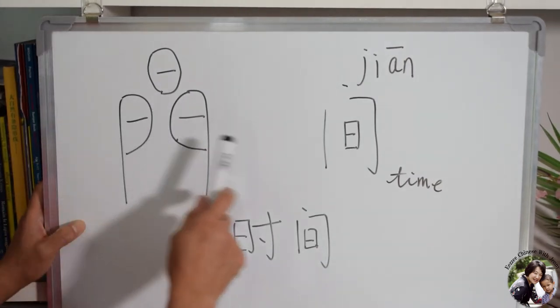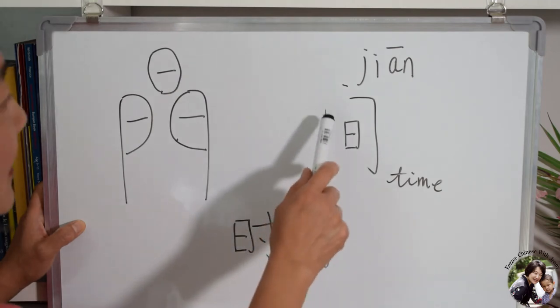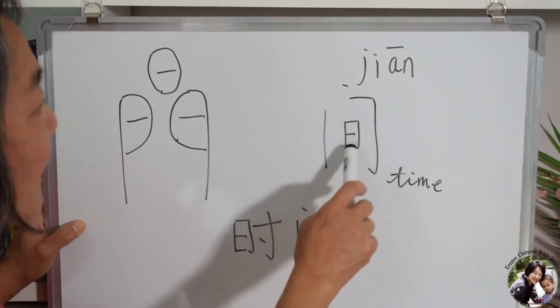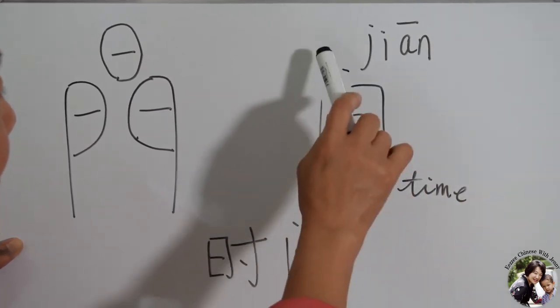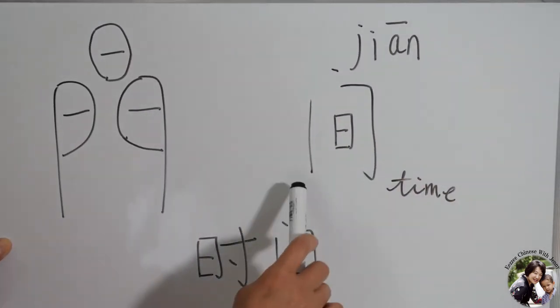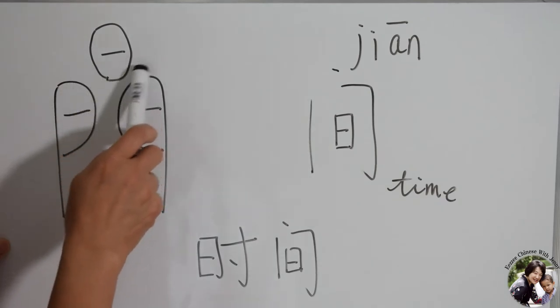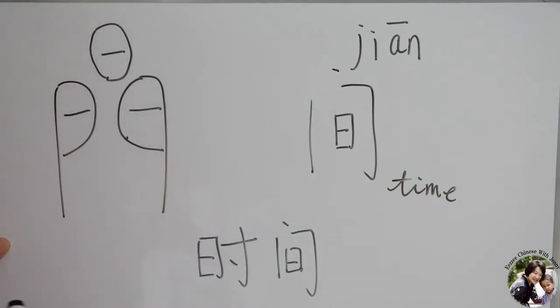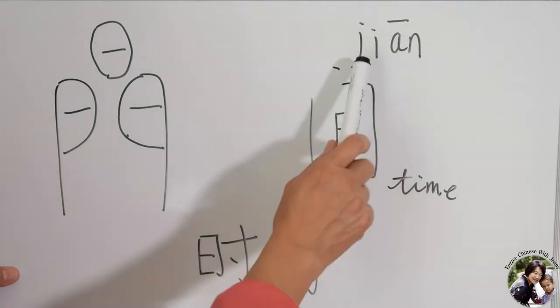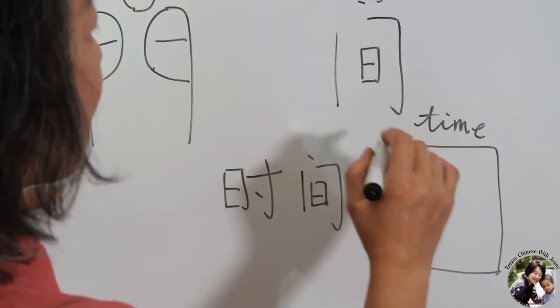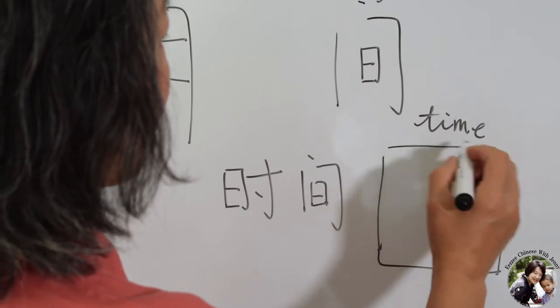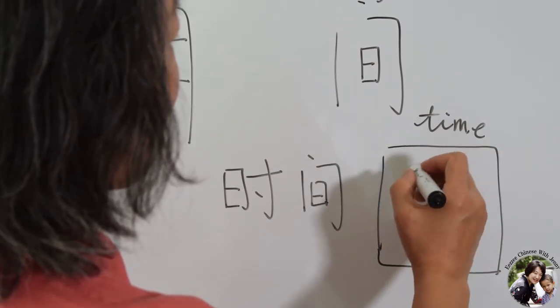It means time actually. And now currently you put the sun inside. This represents the door, and it also means gap. In between this gap is time. Remember we just learned this word 时, it means hour. 时间 put together means time. The pronunciation is 间, 吉安, 间. The door, outside, is the part that represents the door first.